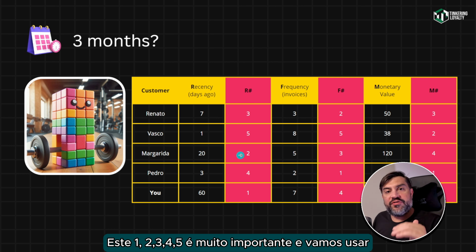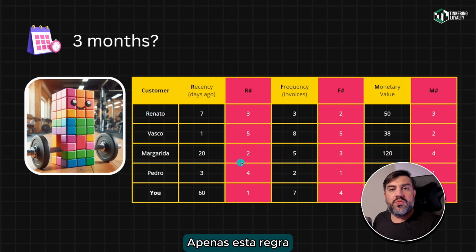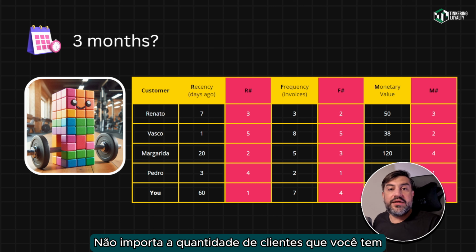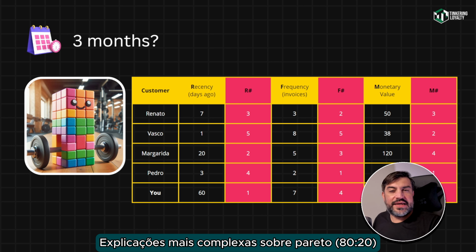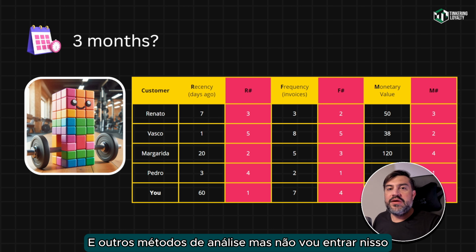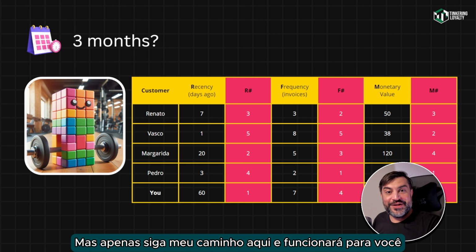This 1, 2, 3, 4, 5 is very important, and we are going only to use 1, 2, 3, 4, 5. It doesn't matter the amount of customers you have. This is due to more complex explanations regarding Pareto and other analytics, and I'm not going into that. But just follow my path here and it will work for you.